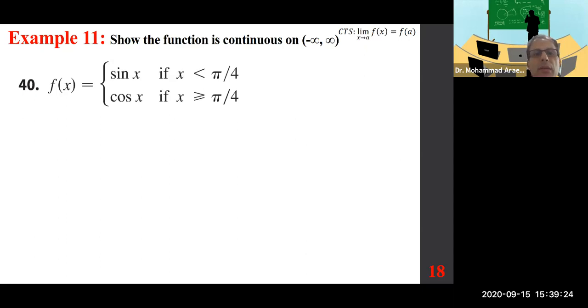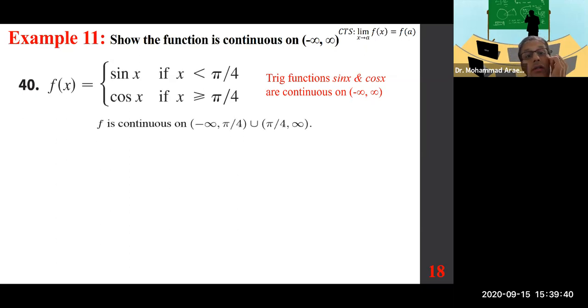So we have no problem except at the end point, namely pi over 4. So we will look at specifically pi over 4. Now, trig functions are continuous on negative and positive infinity. Therefore, the function is continuous from negative infinity to pi over 4 union pi over 4 to infinity. In other words, this one, class, is continuous, CTS short for continuous, from negative infinity to pi over 4. Let me use a different color.